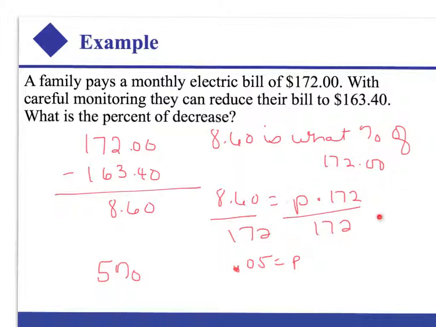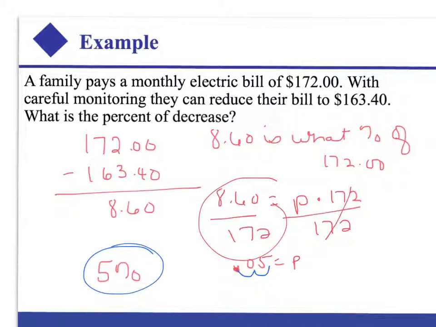So this is the way I write it. 8.60 equals P times 172. Divide both sides by 172. These go away here. And then when you divide both sides, you get 0.05. To make that a percent, you're going to move your decimal place 2 places to the right, and that gives you 5% as your final answer.